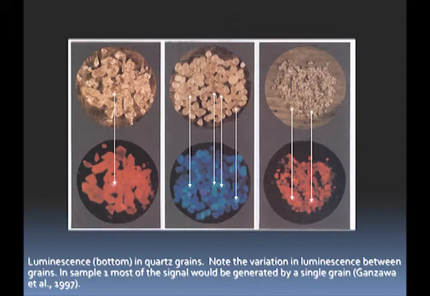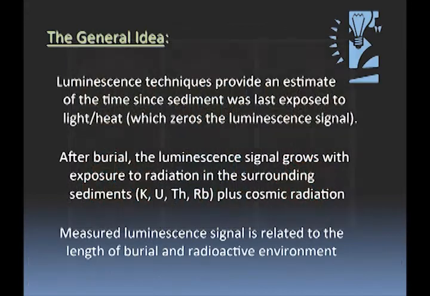These are quartz; we also date feldspar. Feldspars are typically much brighter. They luminesce more readily, but there are a number of problems with feldspars too that limit their use. So the general idea: the luminescence technique provides an age estimate for the last time that sand, being quartz and feldspar, was exposed to either light or heat. And that's what zeroes the luminescence signal. I'll talk a little bit more about exactly how that works, but the general principle is the last time it was exposed to light or heat.